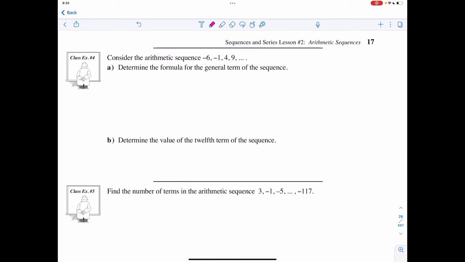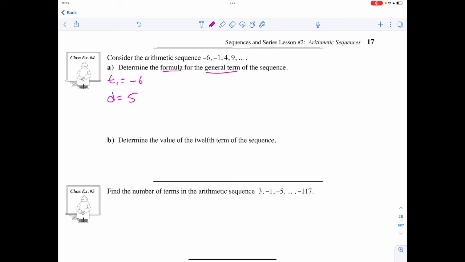So for this example, it wants us to determine the formula for the general term of the sequence. When it says formula for the general term, it means that I'm going to include the absolutes that never change. My absolutes that never change in my arithmetics are my first term, which doesn't change, and my common difference has to be constant, so that also does not change. My first term here is -6. To get from my first term to my second term, I went up by +5.